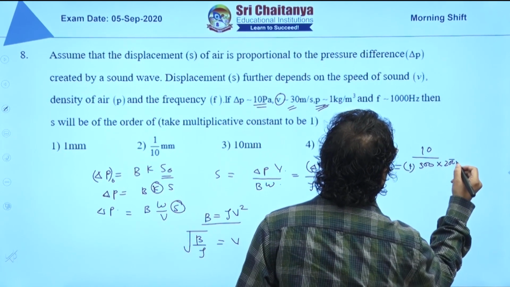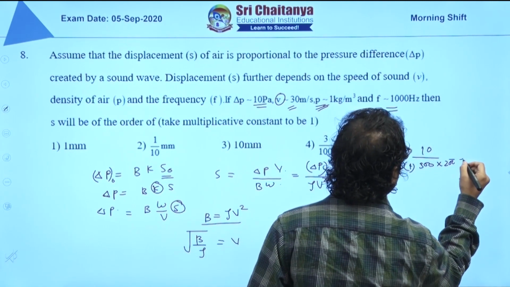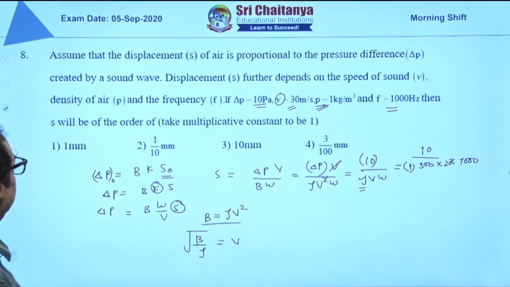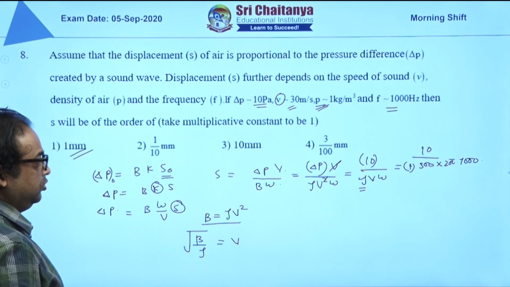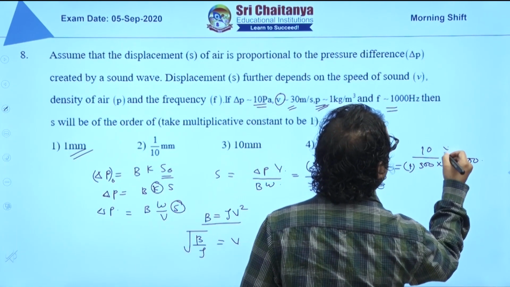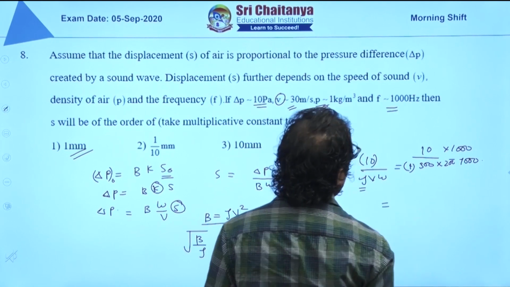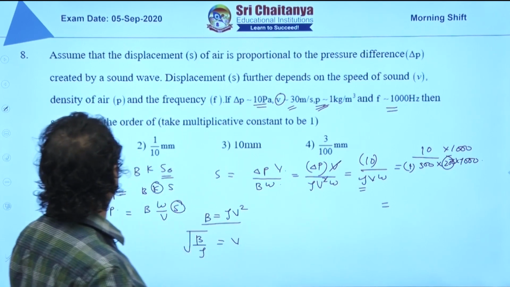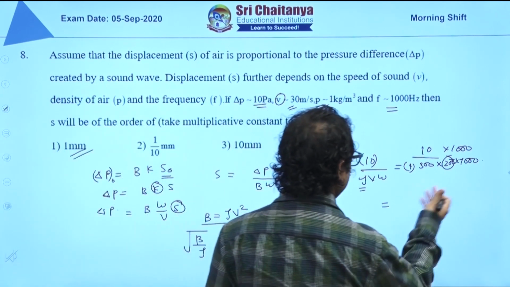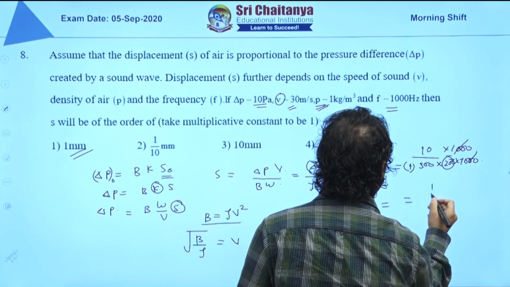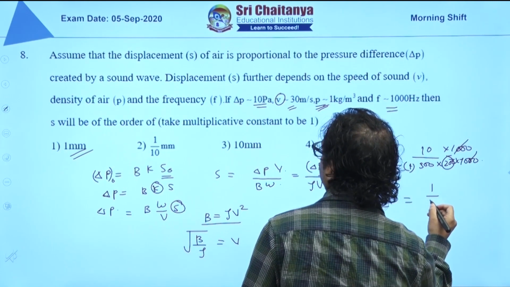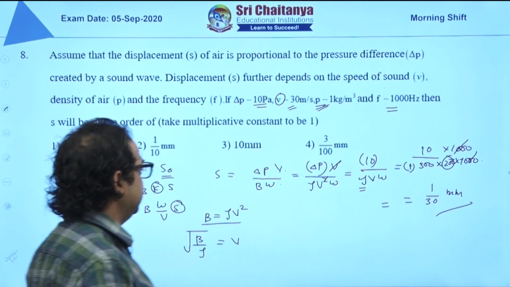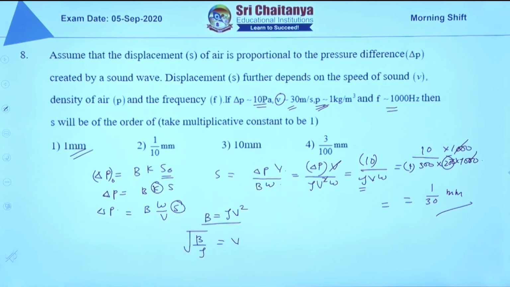So that is 2 pi into the frequency, which is 1000. But you know that all answers are given in millimeter, so you can multiply by 1000. If you try to neglect this constant 2 pi, we are getting something like 1 by 30 mm. Here also none of the answers matches, so you need not worry. So this is your answer.